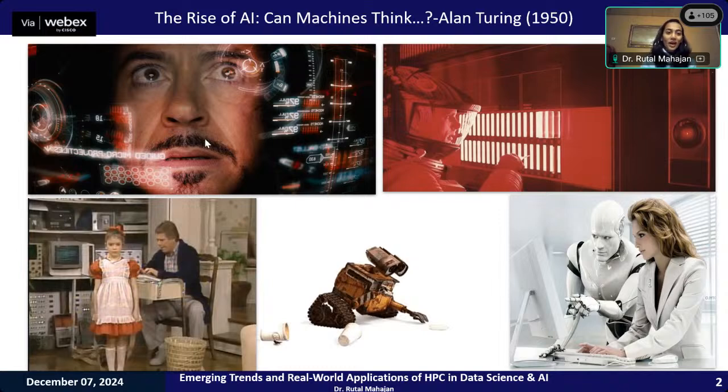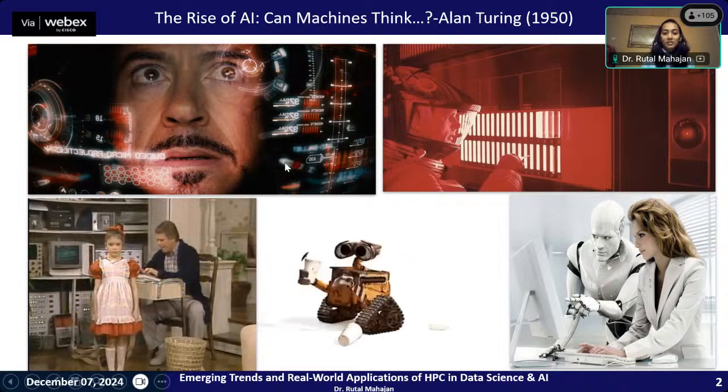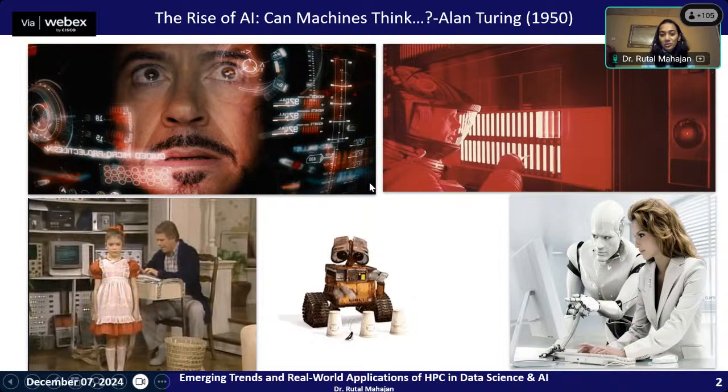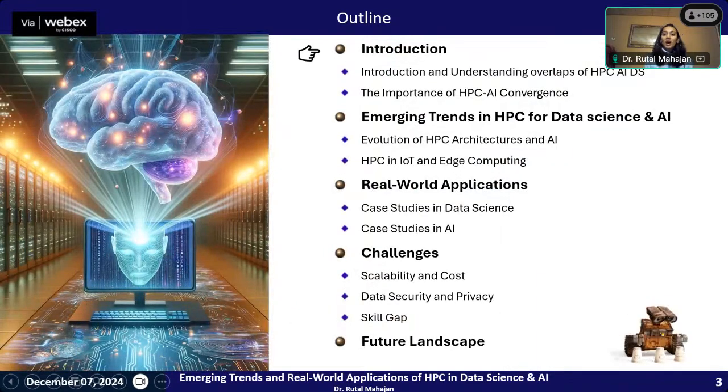All these kinds of science fictions are not science fiction anymore. We have chatbots, intelligent personal assistants, humanoid robots. These things are possible. But what is at the core of this intelligent system? What is driving it? If we think of that, we may find that the answer lies in computing power and architecture. So this will be the outline of my discussion today.